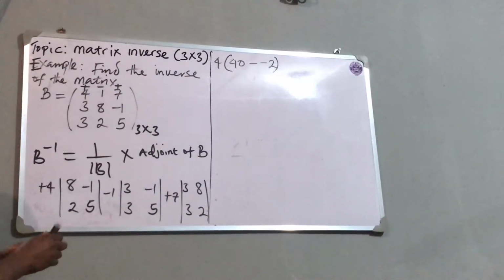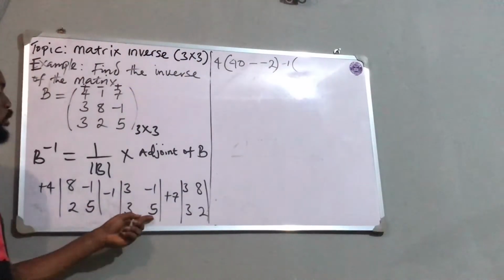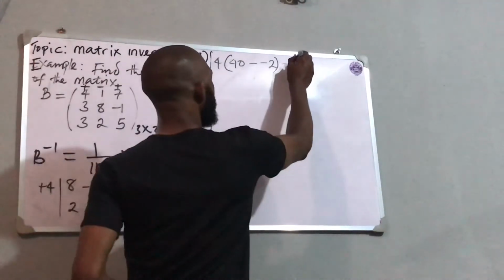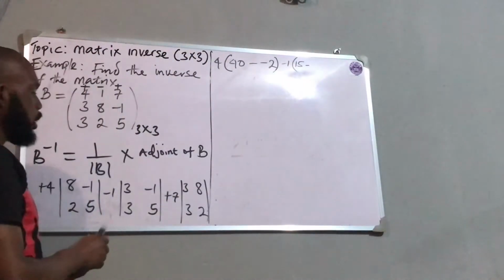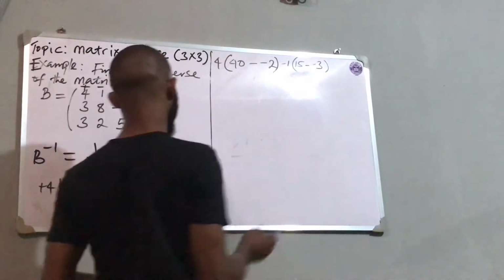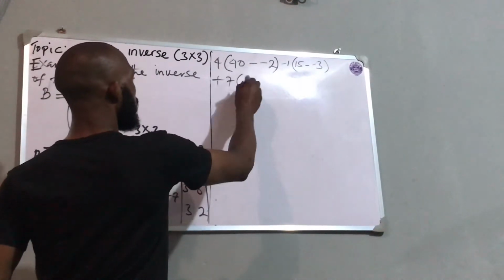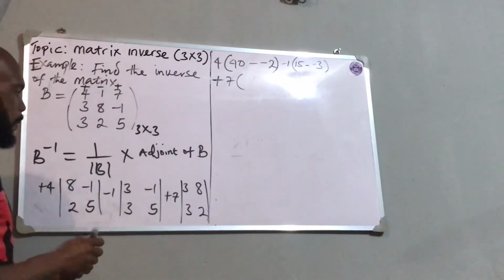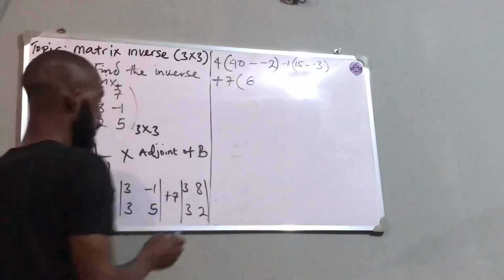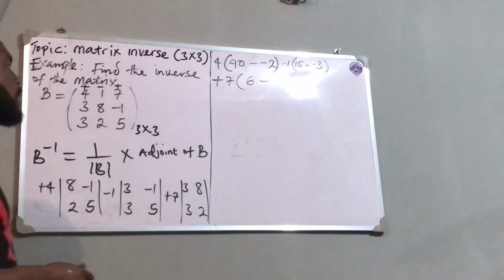So the next one is minus 1. I have my minus 1 here. So also the leading diagonal is 3 and 5. So 5 times 3 is 15. I have my 15 minus my minus 1 times 3, which will give me minus 3. So we move to the last one, which is plus 7. I have my leading diagonals, which is 3 and 2. So 3 times 2 is 6, minus my opposite diagonal, which is 8 times 3, and that will give us 24.